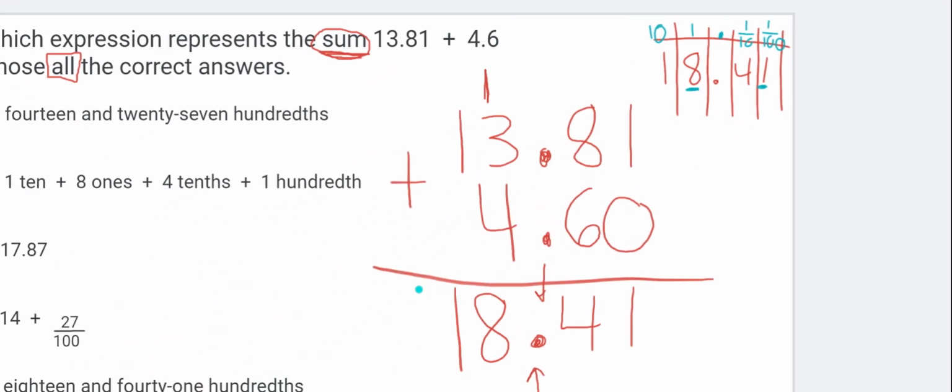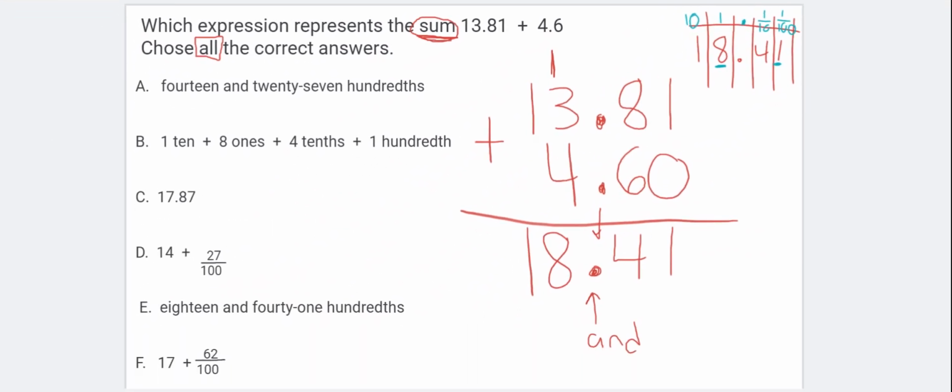Okay, now that I've made my place value chart with my answer, now I think I can take a look. A says 14 and 27 hundredths. Do I have 14 wholes? No, I do not. Do I have 27 hundredths? No, I do not. So I can cross that one out right away.